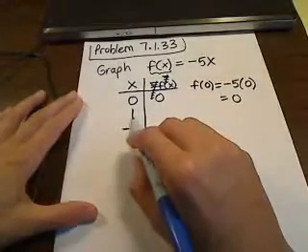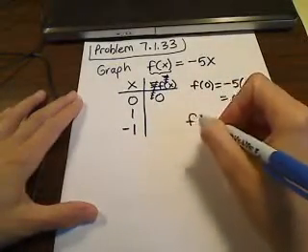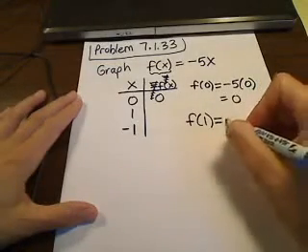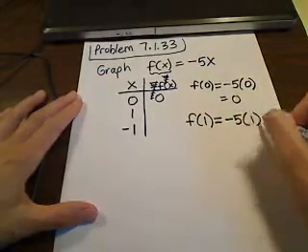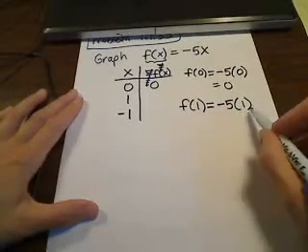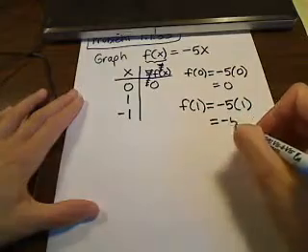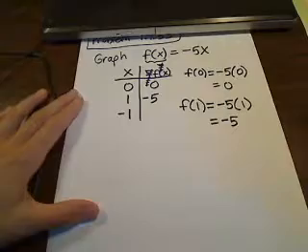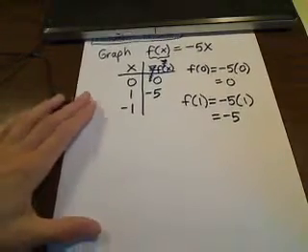And then if I want to evaluate when x is 1, then I would evaluate f of 1. Okay, so f of 1 is going to be equivalent to plugging 1 in for the x, and then doing whatever operation is being done here. So negative 5 times 1 is negative 5. Okay, so this is another ordered pair on the line, 1, negative 5.